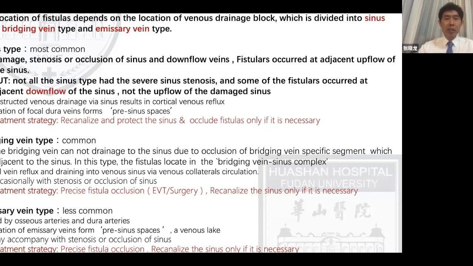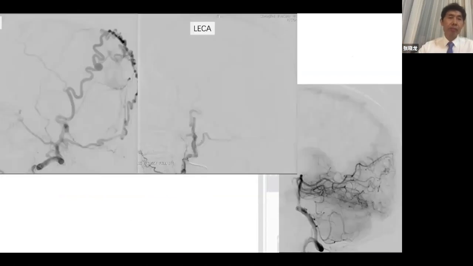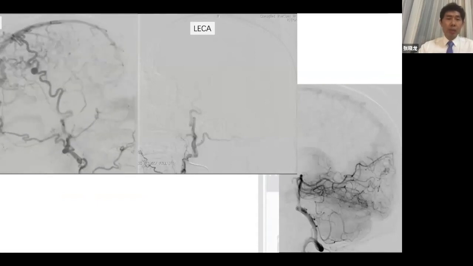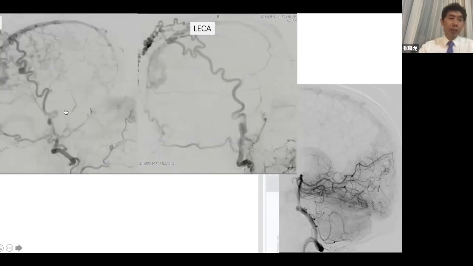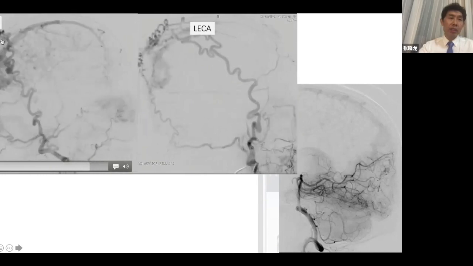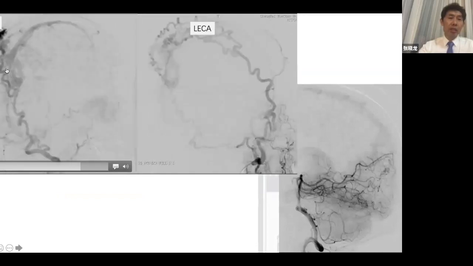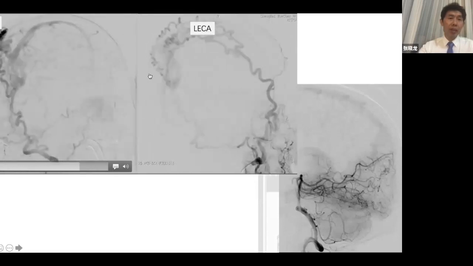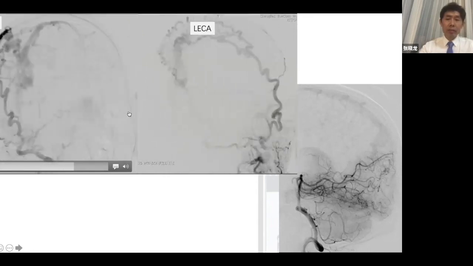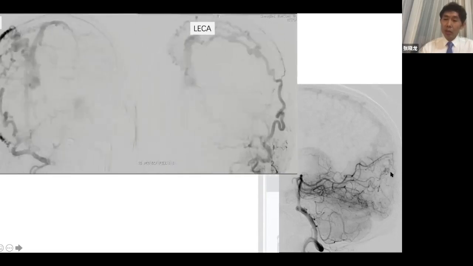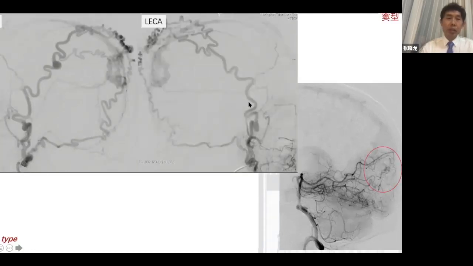I want to use a series of cases to interpret my ideas and the treatment strategy for this new classification. The first series is the sinus type. This is the bilateral ECA. We can see the fistula is at this area, and the superior sagittal sinus is refluxed and at this point has some stenosis. And from the vertebral artery angiography, we can see the fistula is also here. And from this picture, we can find the fistula is here.